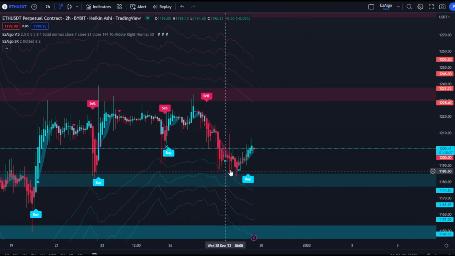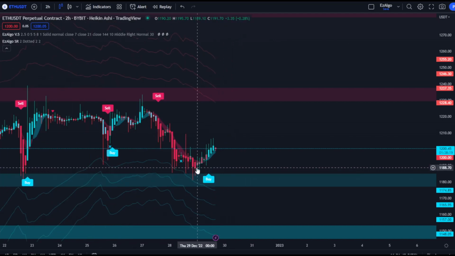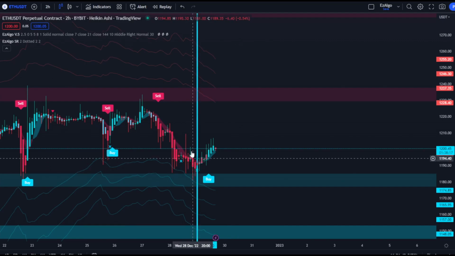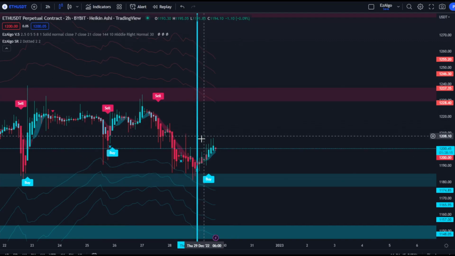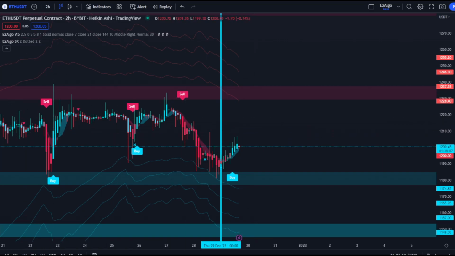So as price comes down to the zone and we get a mild buy signal off of this zone, we're going to be looking to enter a long position. So I'm going to press Alt V for a vertical line here. So this lets us know where we are. And now you could either enter a long position right here on the 2-hour time frame, or you could go down to a lower time frame and look for that entry.